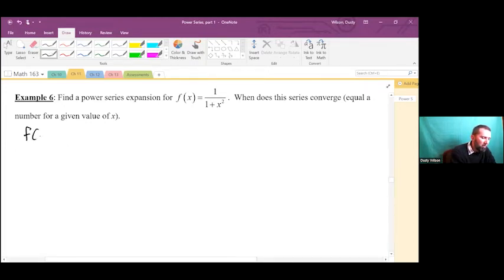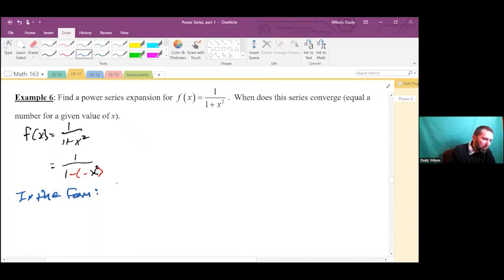So we can have our f of x, which is 1 over 1 plus x squared. And this will be the same thing as 1 over 1 minus a negative x squared. Okay. So now it's in the form of our geometric series, namely the sum from n equals 0 to infinity of a times x to the n equals a over 1 minus x.